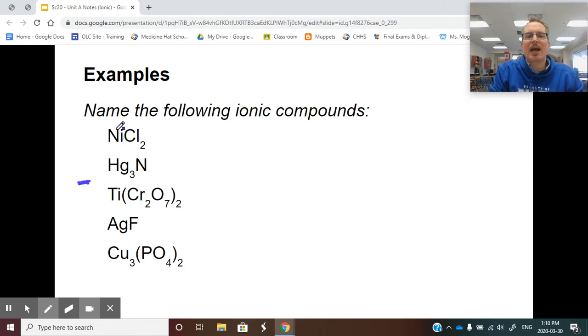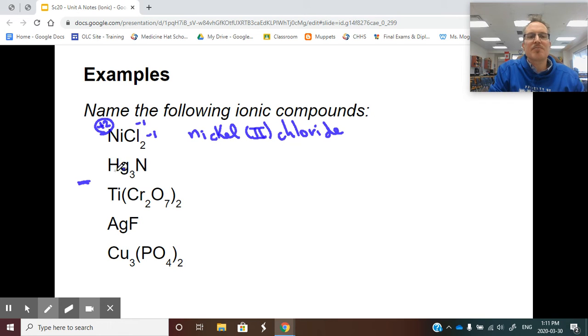So we're going to look up Ni, which is nickel. Nickel has more than one possible charge, so we're going to go to the chlorine. Chlorine has a charge of -1. I have 2 of them, so that's going to be another -1. Chlorine adds up to -2. Since the right-hand side adds up to -2, the metal side has to add up to +2. And since I only have one nickel, that means nickel is going to be +2. So we're going to call this nickel(II) chloride.